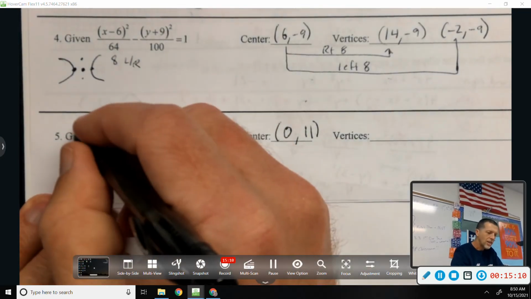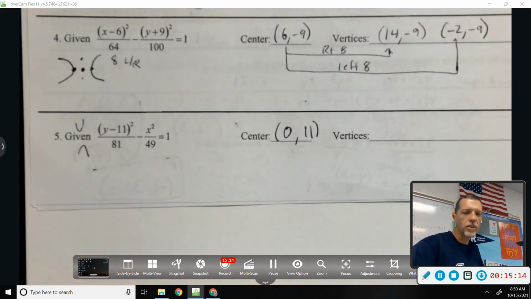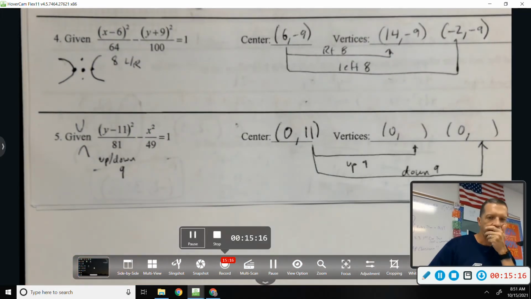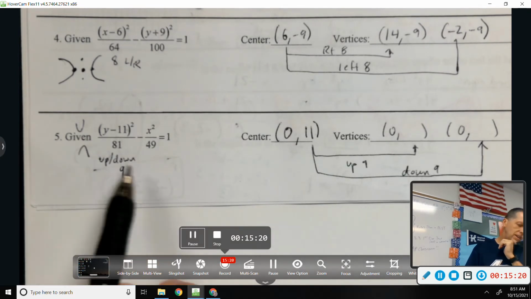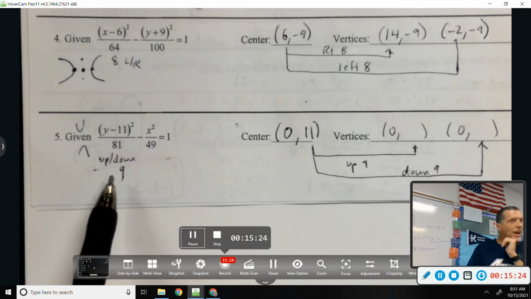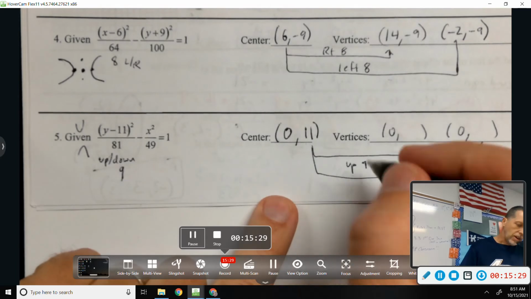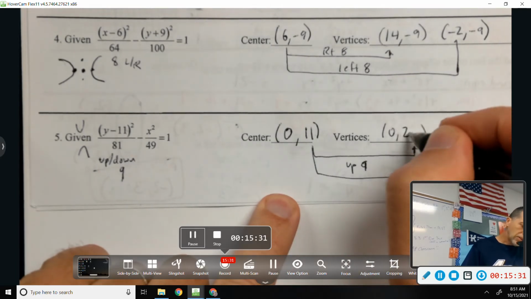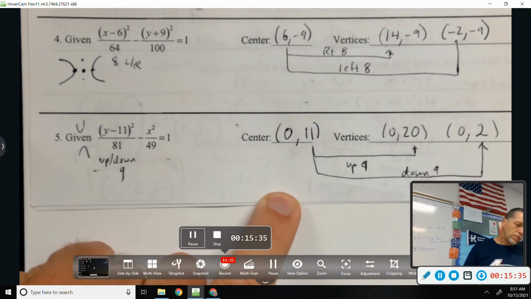Let's see, it's up and down. You know what? I'm going to hit pause, see if you can figure out what those two vertices are. So it's an up and down hyperbola. I'll need to go up and down 9. If I'm going up and down, that means I better change the y coordinate though. So 9 up from 11 would put me at 20. 9 down from 11 would put me at 2.